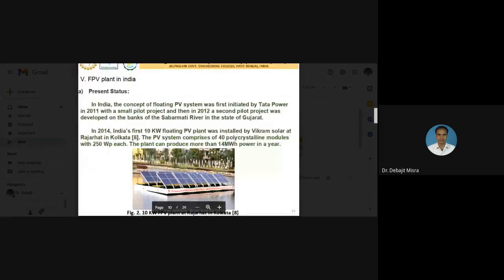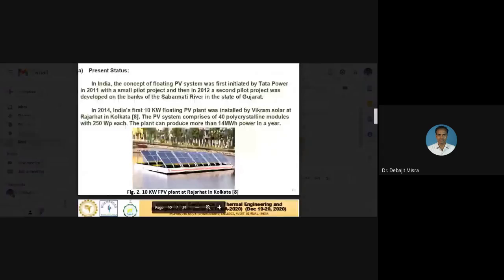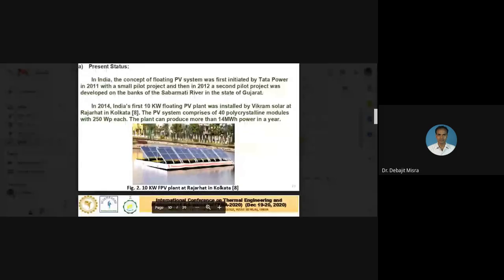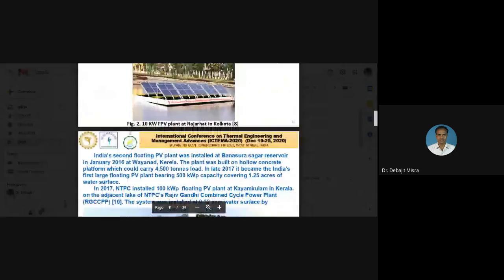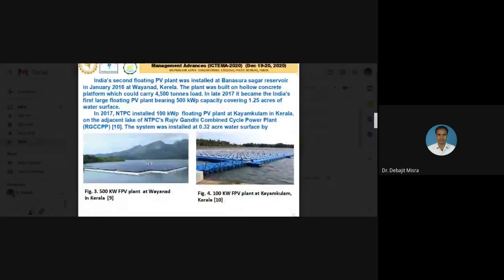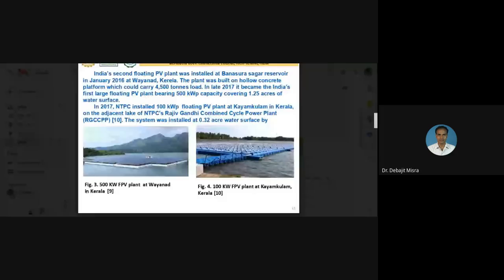So these are the present status of Indian floating plants. Figure 2 is the floating plant first installed at Rajarhat, Kolkata. It is 10 kilowatt capacity, in 2014. Then these are the plants in Kerala, installed in 2017.